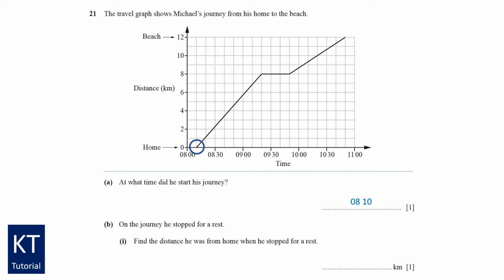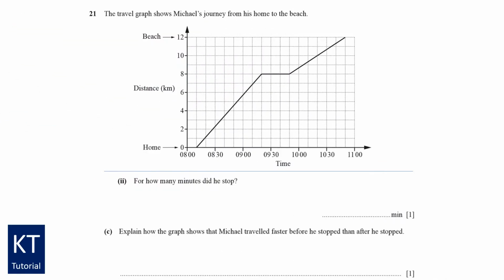Next, on the journey, he stopped for a rest. Find the distance he was from home when he stopped for a rest. During this time, Michael should be at a fixed distance from his home. The y-axis indicates this at 8 kilometers. Next, for how many minutes did he stop? The x-axis indicates that Michael stopped from 9:20 to 9:50, amounting to 30 minutes.